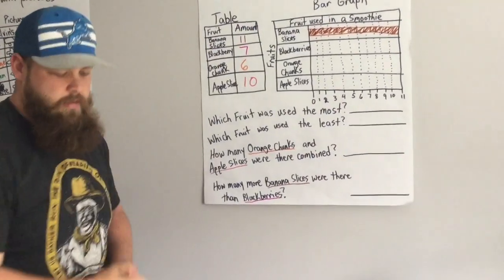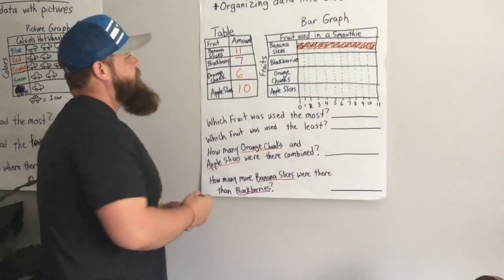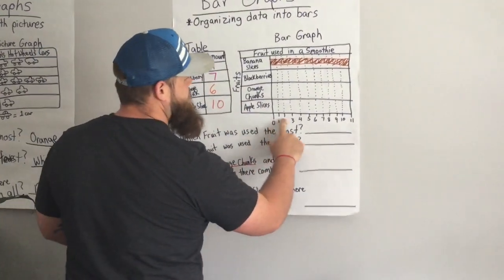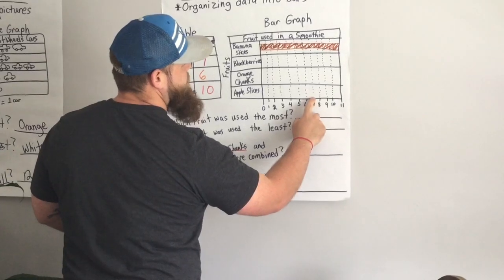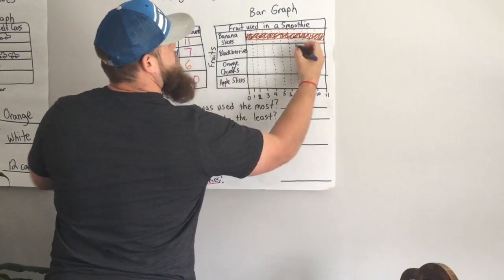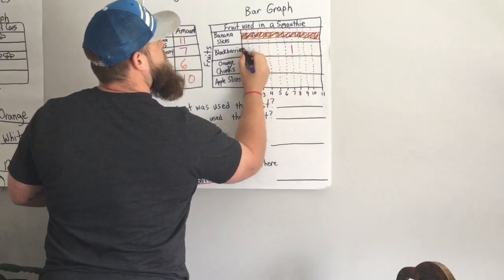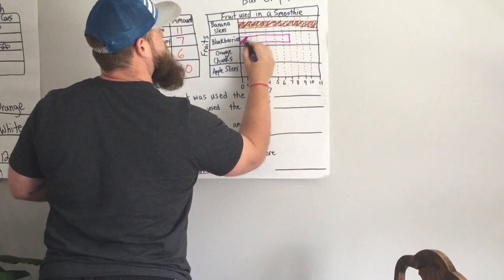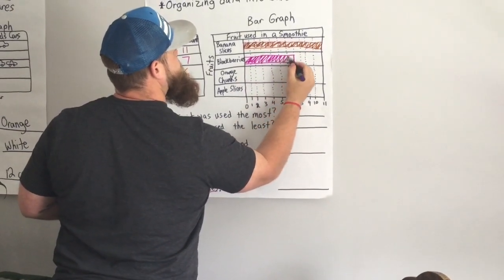Next is blackberries. Look at my purple marker. Blackberries had 7. So I find 7 at the bottom, and each number's got a dotted line, and I go up to the blackberries right here. And I know that's where my bar is going to end. So I draw my bar out to where the 7 line is, and I shade it in.